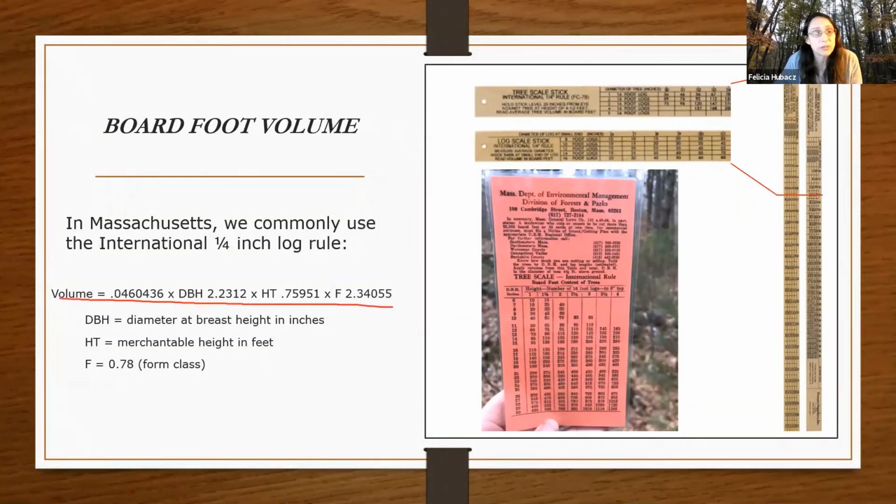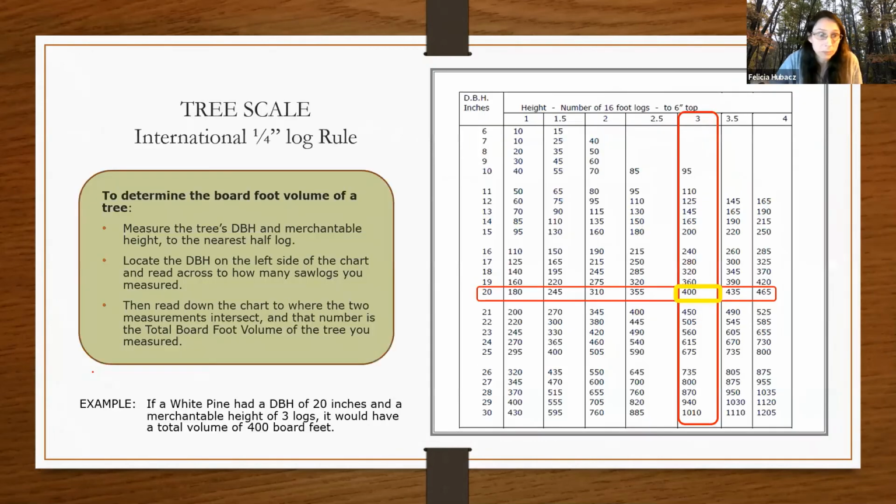But we don't have to use that formula. They've done it for us. So all we need is the DBH and the height, and the form class, that has to do with the type of tree. That's nothing that we need to get into here. So let's do one for an example.